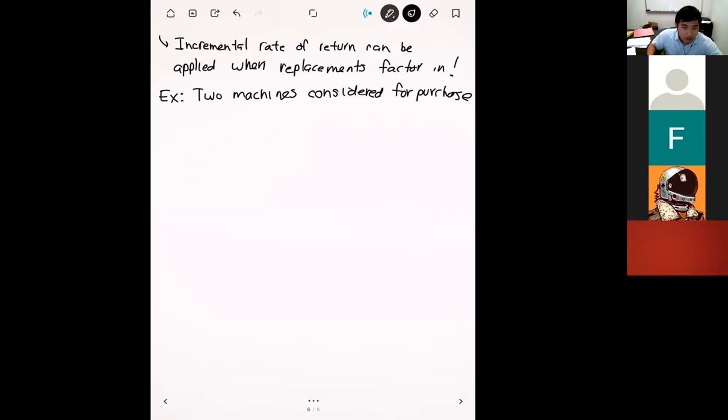Okay. All right, and so we'll call them machine X and machine Y. The cash flows for this one are a little bit more complicated than the last one. So we have our initial cost, we have our revenue, we have our salvage value, and we have their useful life. These two machines are going to have a different useful life.